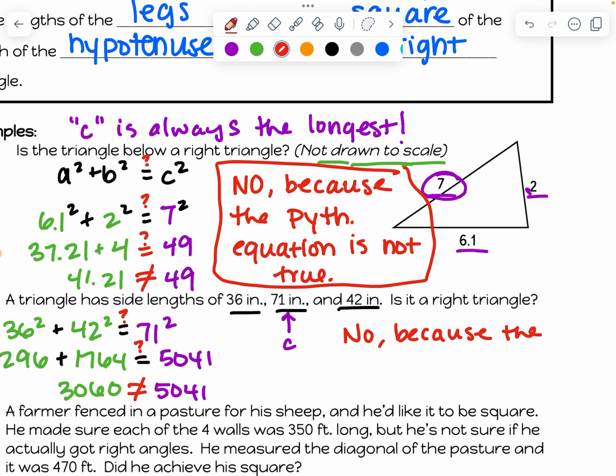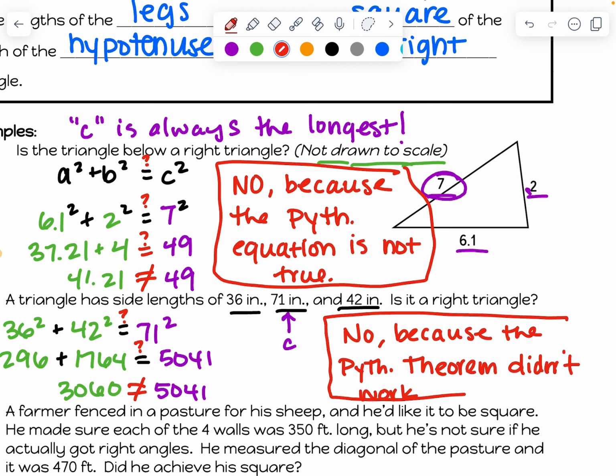Because the Pythagorean theorem didn't work. Notice this is a different way of wording it. Now, you can't say the Pythagorean theorem isn't true because it's a theorem, it's always true. You can say the equation isn't true, you can say the theorem didn't work. You have either one, pick one that works for you.